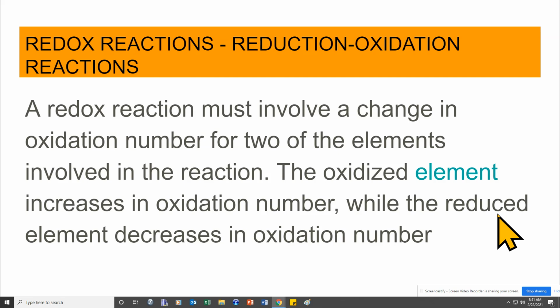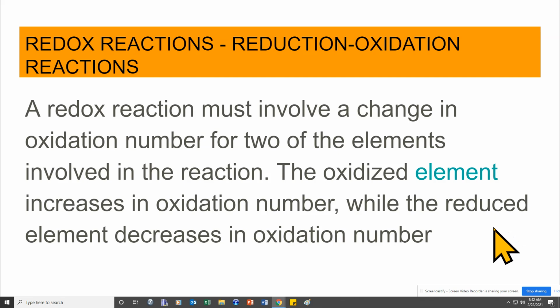What is a redox reaction? A redox reaction, guys, involves a change in the oxidation number for two of the elements involved in the reaction. One element, the one that is oxidized, increases in oxidation number, while the other element decreases in oxidation number. Mr. Chu, I didn't get that. Don't worry, we'll discuss it further when we go to the topic.